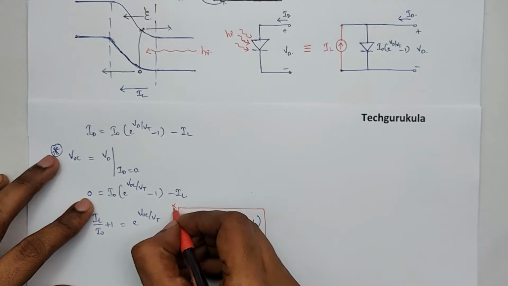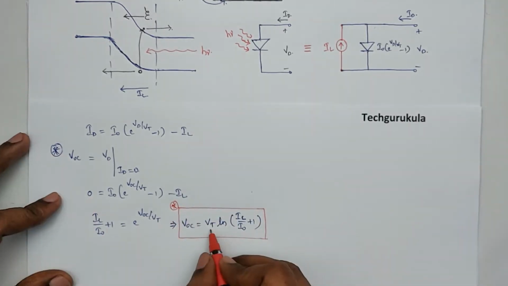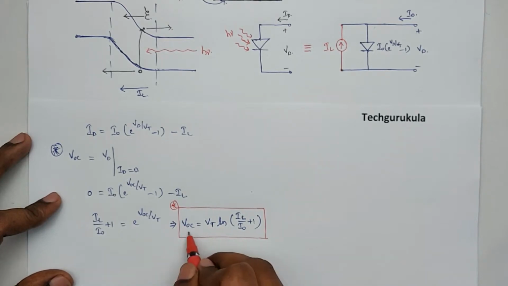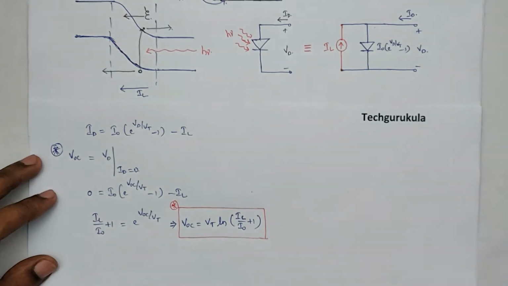This is a very important expression. By knowing the thermal voltage, IL and I naught, we can figure out or find what is open circuit voltage of the PN junction solar cell.